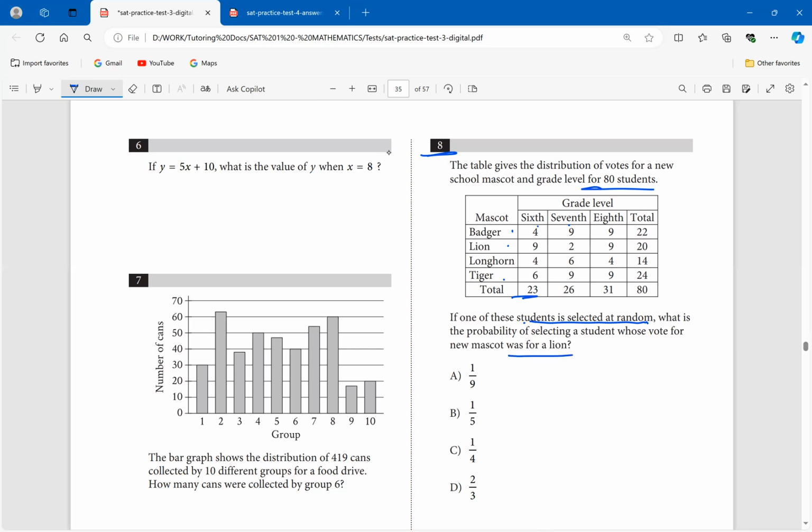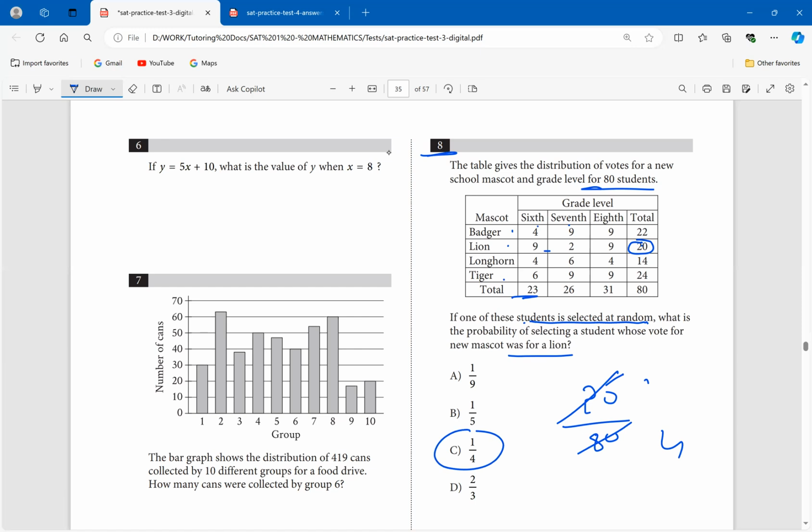So now you're choosing one student at random. How many students are voting for a lion? There are a total of 20 students voting for a lion mascot, out of 80 students in the class. So 20 upon 80: 2 ones are 2, 2 fours are 8. It should be 1 by 4, which is the correct answer.